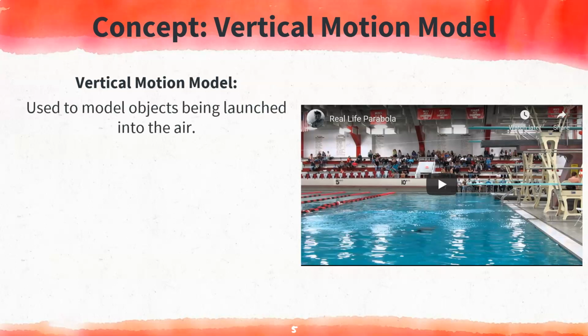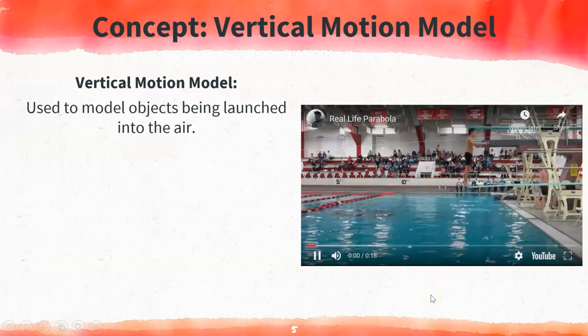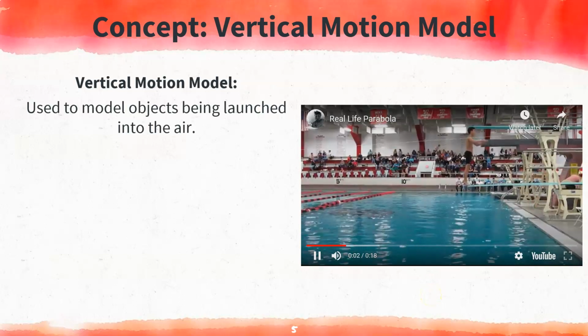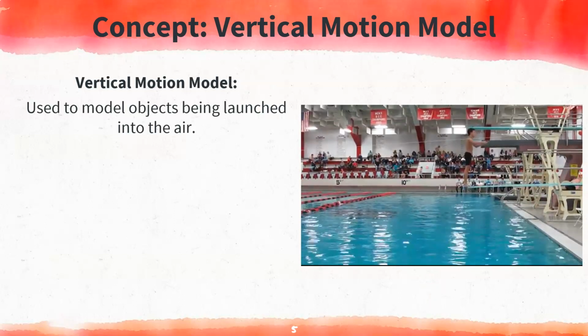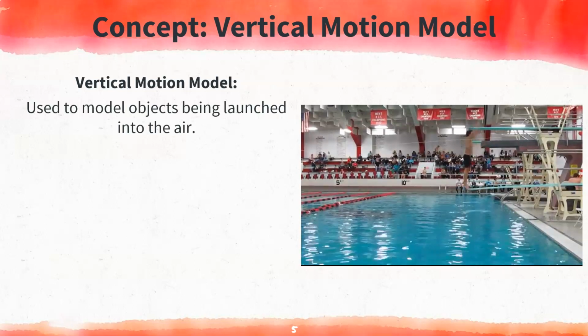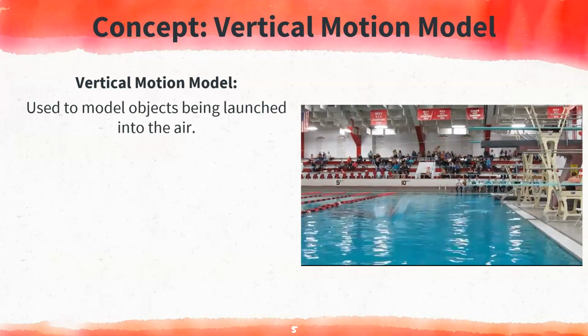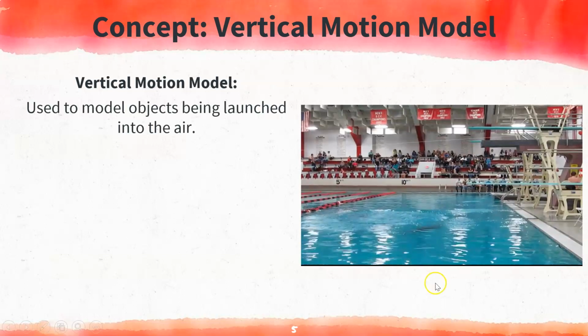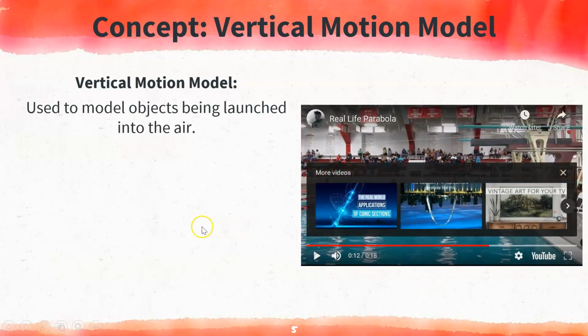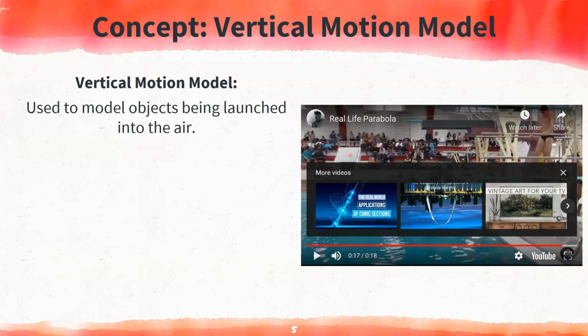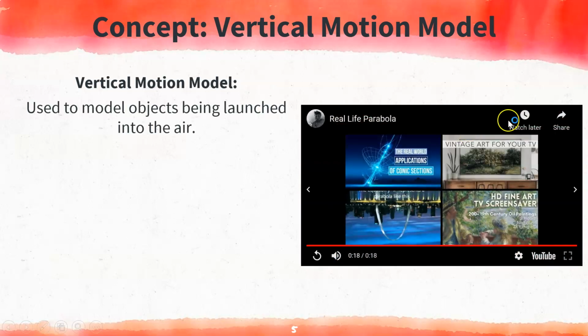So vertical motion model is used to model objects being launched in the air. So let's quickly watch this situation over here. Okay, so the diver diving off the diving board, jumping up into the air and back down is an example of vertical motion.